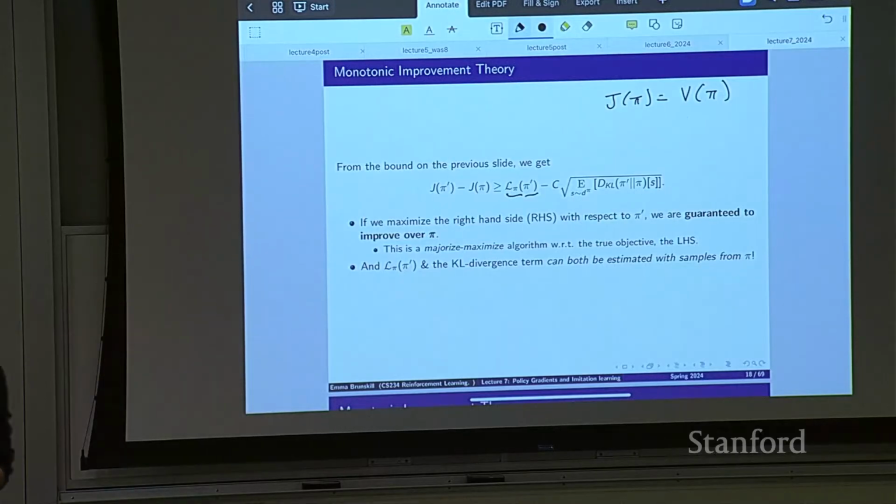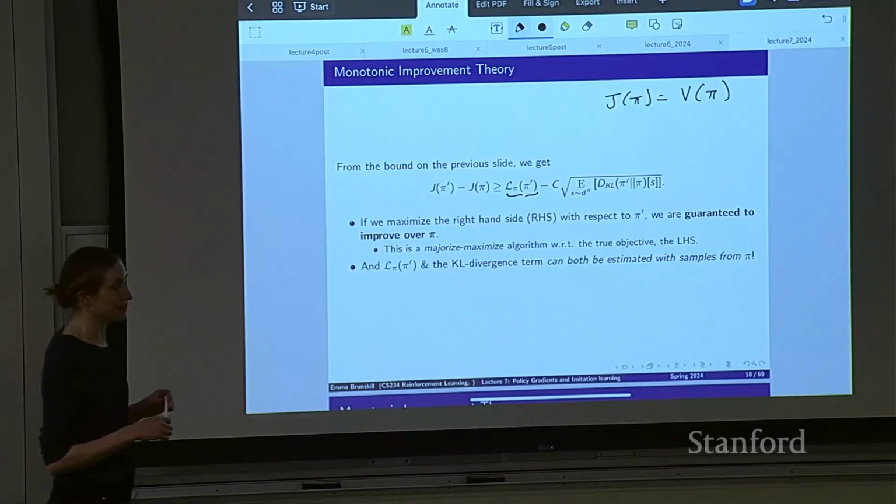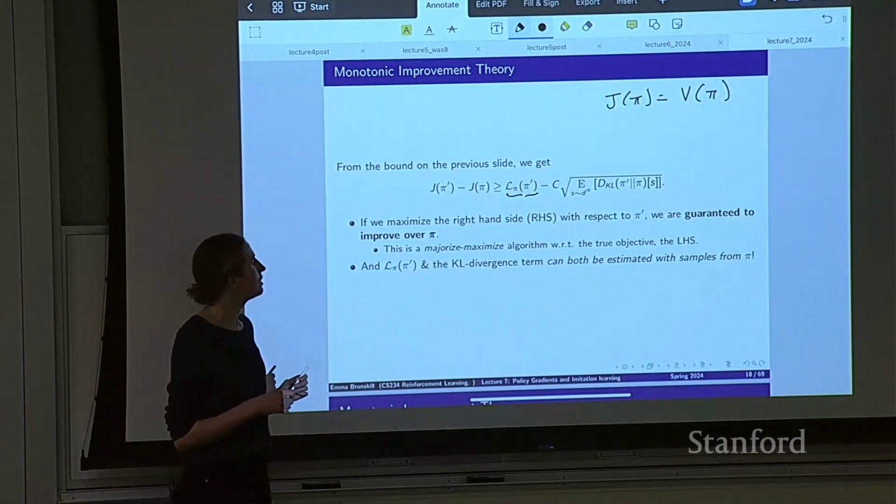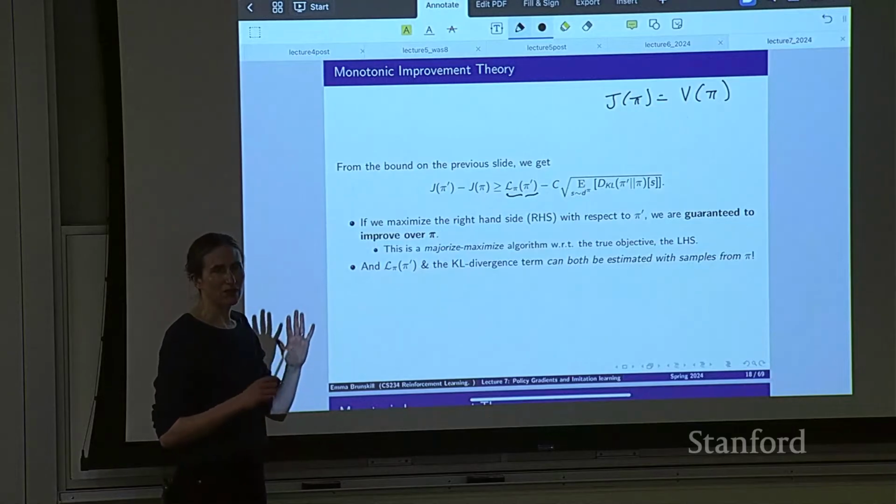I'll ask first: who has seen this sort of majorize and maximize algorithm before? I wouldn't expect you to. This kind of goes back, I think we've seen ideas related to this in policy improvement from the very beginning. But this is different because we've got these bounds.